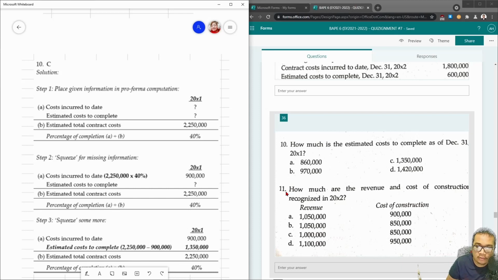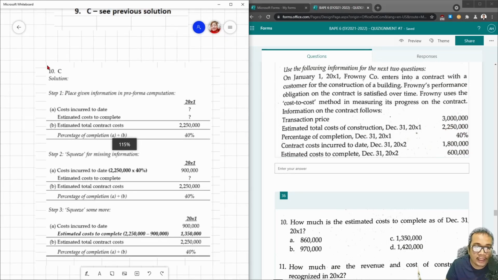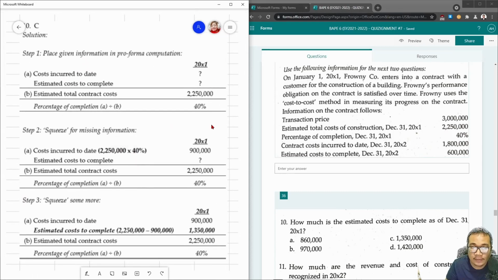So, going to number 10, how much is the estimated cost to complete as of December 31, 20x1? Basically, ang nangyayari dito is kulang lang ng information pero given naman yung iba, so pwede mo lang silang i-work back. Ganun lang kasimple. Dito, pinakita pa paano, binigyan ka pa ng proforma. Pero basic na lang yan kasi work back na lang yan.